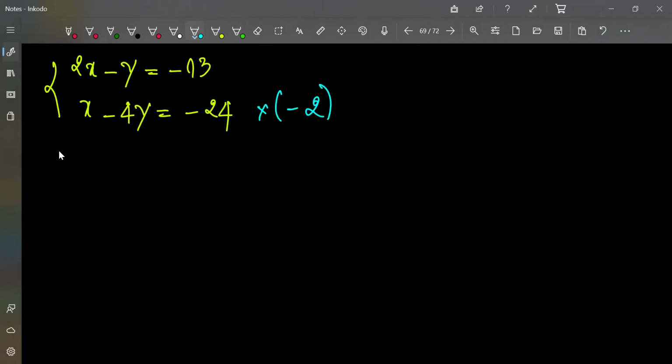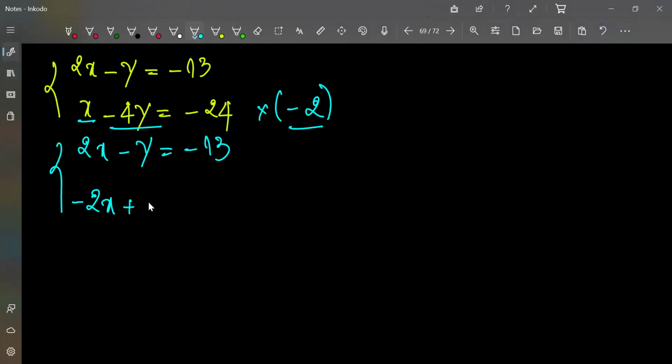Okay, so now we can rewrite it as 2x minus y is equal to negative 13. x multiplied by negative 2 is negative 2x. Negative 4y multiplied by negative 2 is positive 8y. Negative 24 multiplied by negative 2 is equal to 48. After that, we need to add both equations.